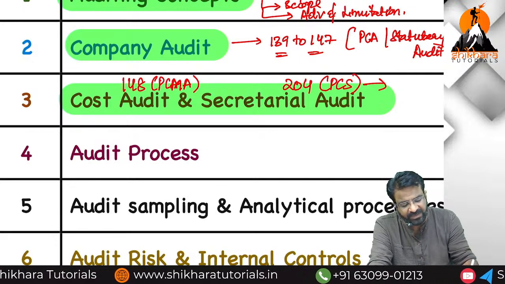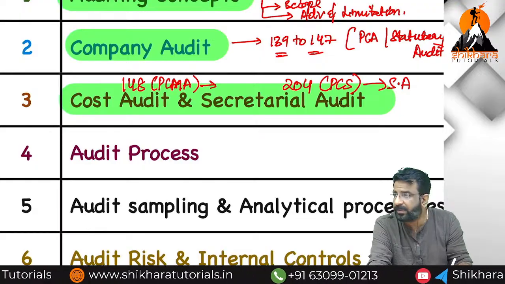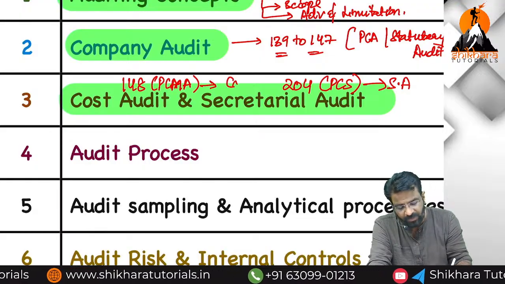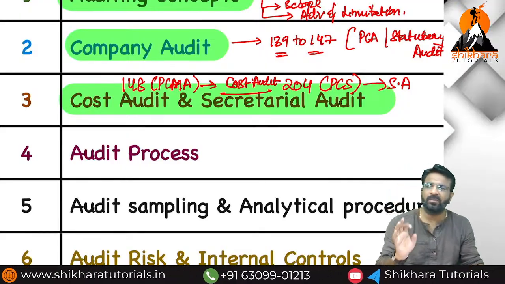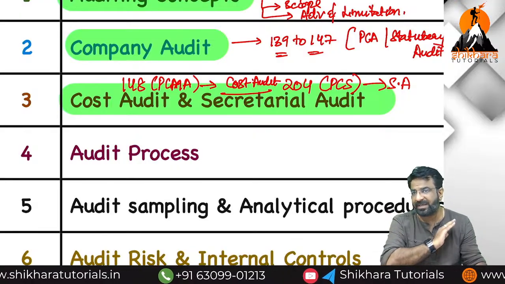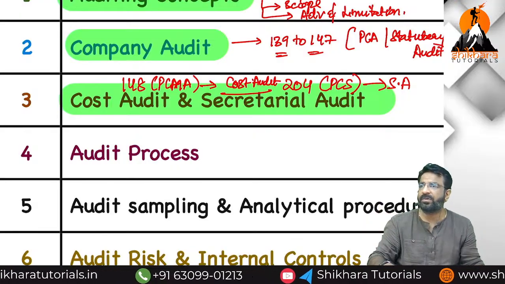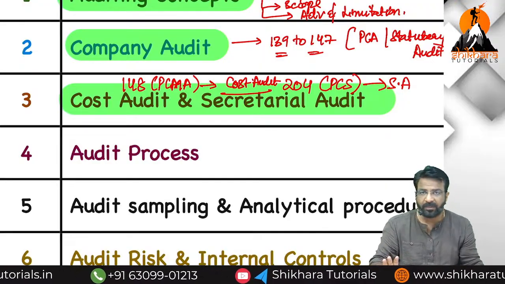If you are a practicing CS, you do a which audit? Secretarial audit. And if you are a practicing CMA, you do a which audit? Cost audit. So only in this particular chapter, we are going to learn everything about practicing CMA and everything about practicing CA. The rest of the whole subject is going to talk about practicing CA only. Are you getting the point?